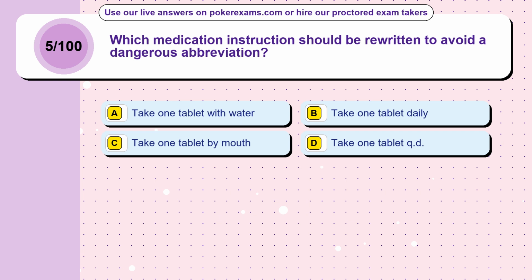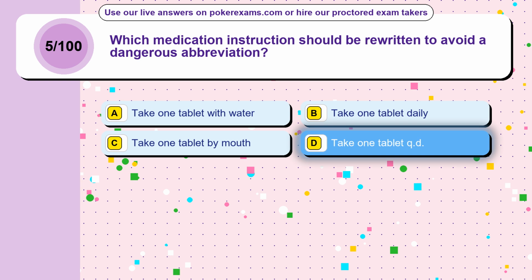Question 5. Which medication instruction should be rewritten to avoid a dangerous abbreviation? Option A. Take 1 tablet with water. Option B. Take 1 tablet daily. Option C. Take 1 tablet by mouth. Option D. Take 1 tablet QD.